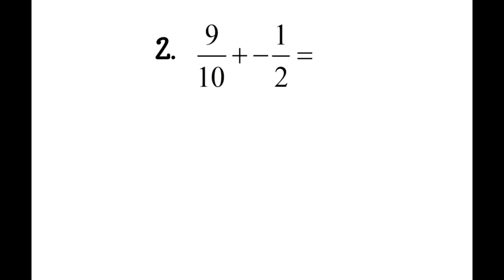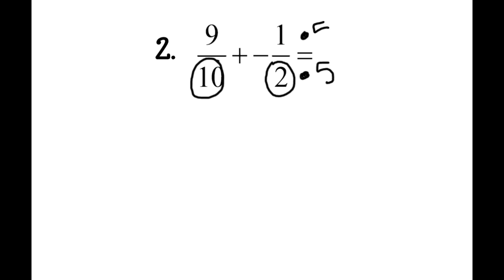9/10 plus a negative 1/2. Again, I look at my denominators, and are they the same? Are they like fractions? They are not. So I need to ask myself, what is the least common denominator? The least common denominator would be 10, because 2 and 10 can both reach 10. So I multiply 2 by 5. That's how I get it to be 10.